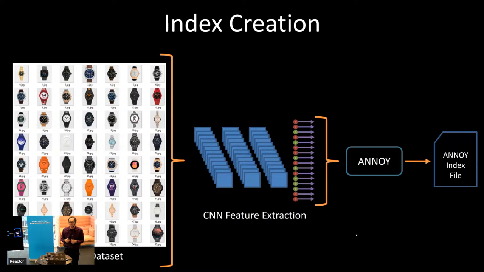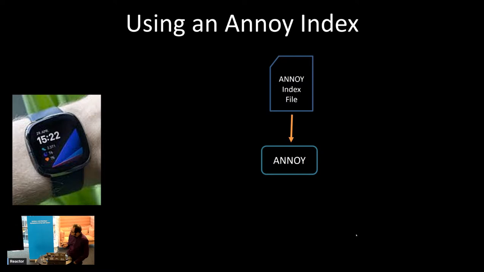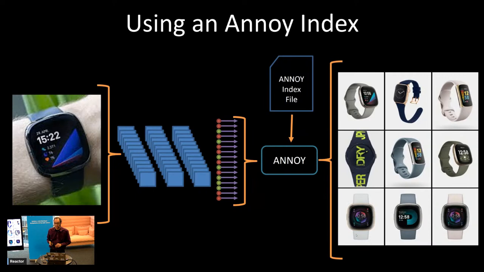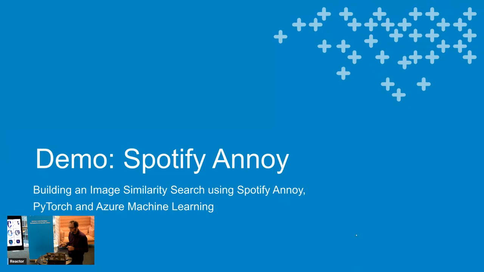So once the index is created, we can actually use the Annoy index. The idea here with the watches is you can take a photo of your watch and you can basically search for watches that look like your watch. So what you need to do is take the Annoy index file and load that into Annoy, and then you need to send your watch through the same neural network as was used to build the index. That's going to get out the features, and you just tell the Annoy algorithm to find the indexes of all of the images that are closest to that particular input image. And you're going to get an output something like that, where these similar watches are coming out.